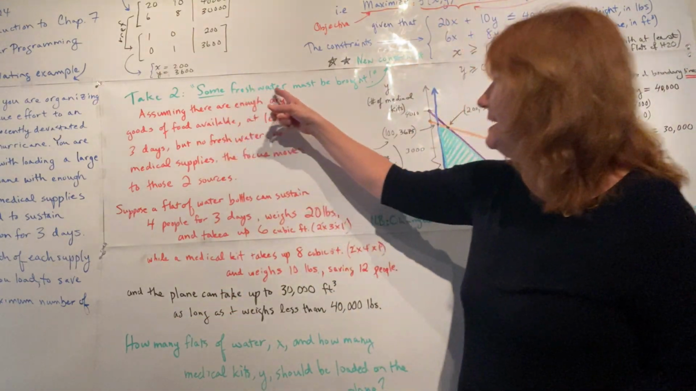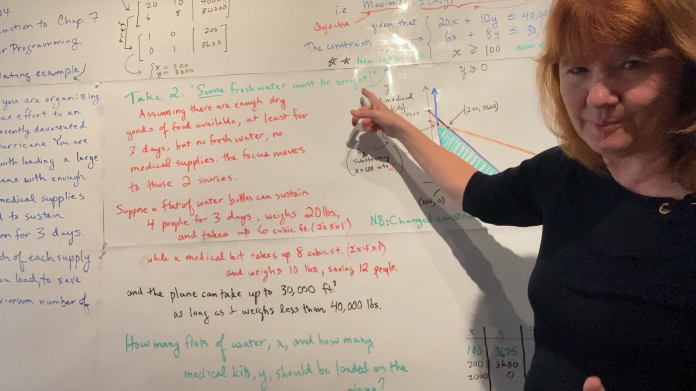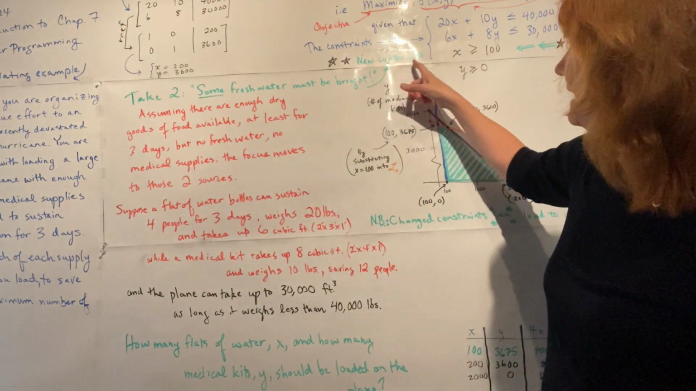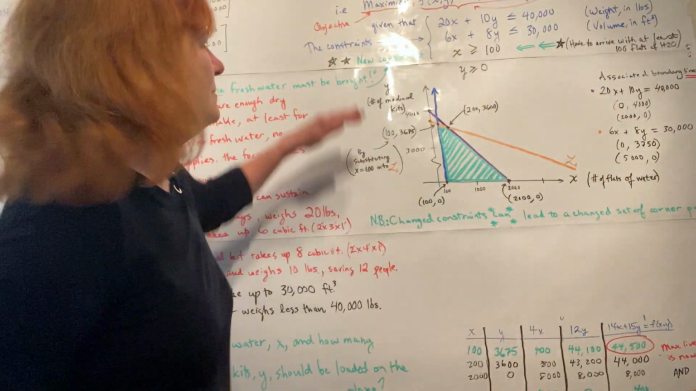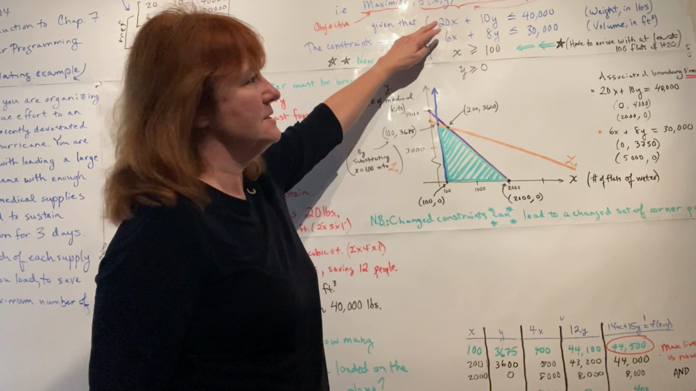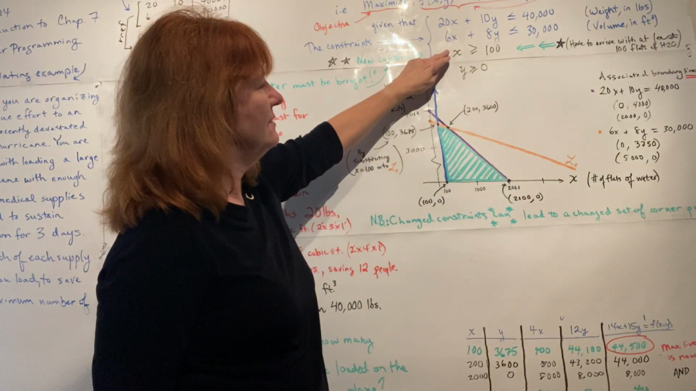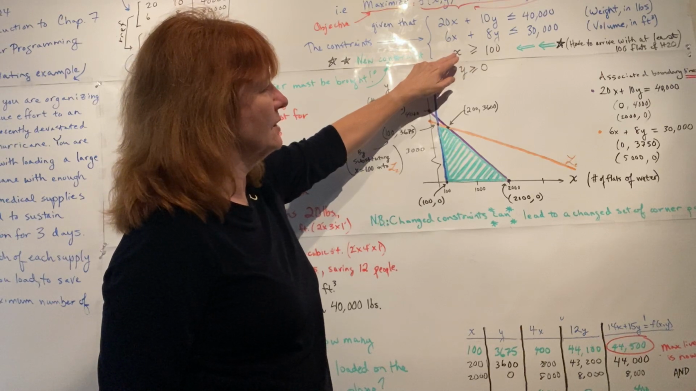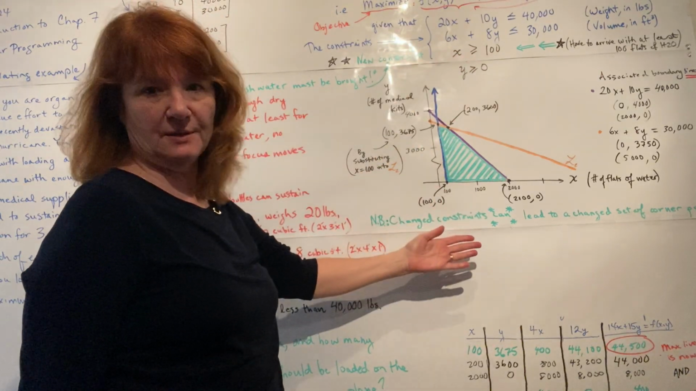So let's suppose that now the constraint is some fresh water has to show up on that plane. That adds a new constraint. So we're changing the constraint, not the mathematics. So now we still have 2 variables, but 3 constraints. The number of flats of water must be at least 100. Well, that changes the feasibility region.